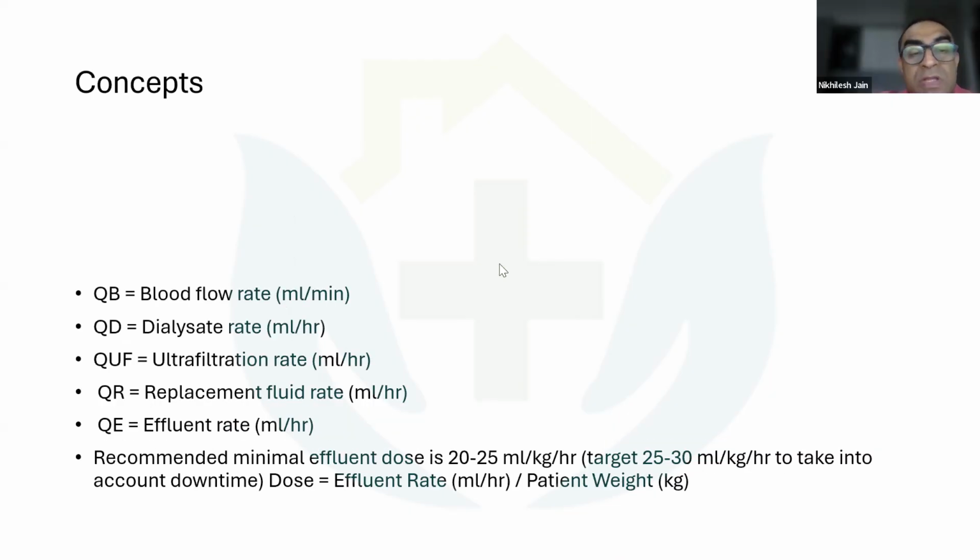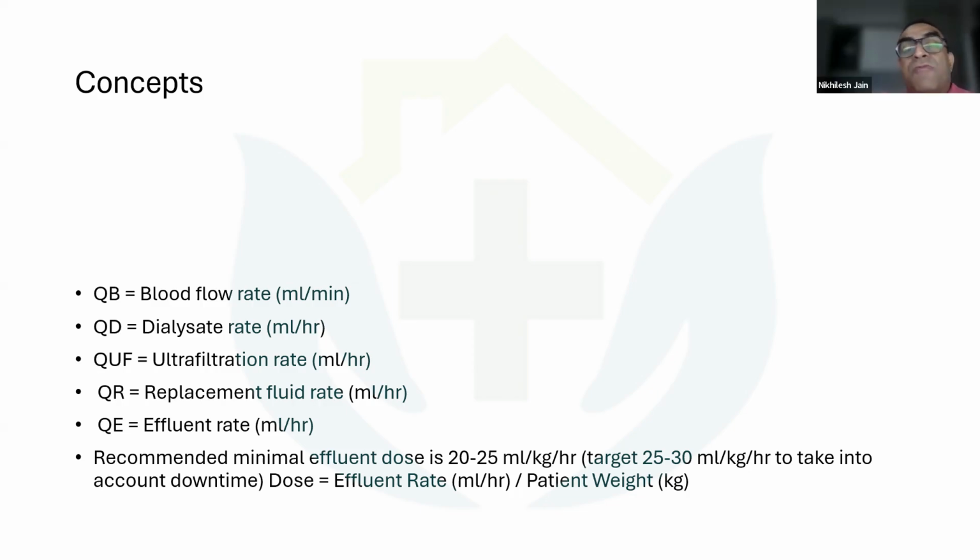So when we talk in terms of the usual concepts, QB is your blood flow rate in mils per minute. The blood flow rate is the only one that is in mils per minute. Remember that. Dialysate rate or QD is mils per hour. QUF is the ultrafiltration rate, which is mils per hour. QR is the replacement fluid rate, mils per hour. QE is the effluent rate, mils per hour.